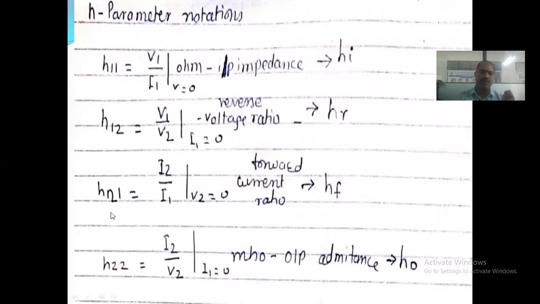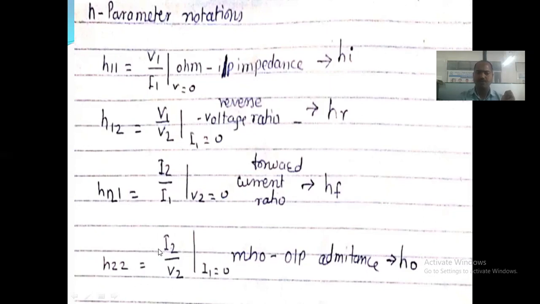Okay. Now H21 is the ratio of the current, meaning I2 current to I1 current, right? I2 is output, I1 is input, right? So output divided by input is forward, and it is a current. That's why it is called the forward current ratio. So F is taken here, so HF indicates H21.